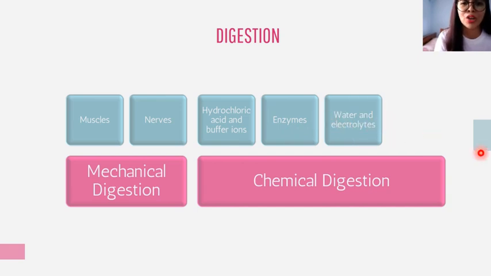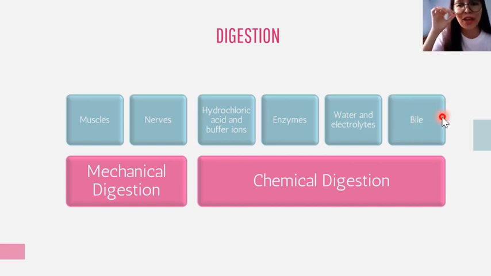And then we have water and electrolytes. Your water and electrolytes help the products of digestion be circulated throughout the GI tract, so they kind of make the movement in your GI system easier. And then we have the bile. Bile is made in the liver and stored in the gallbladder. What your bile does is emulsify fat into smaller pieces to expose more surface area for the actions of fat-splitting enzymes.